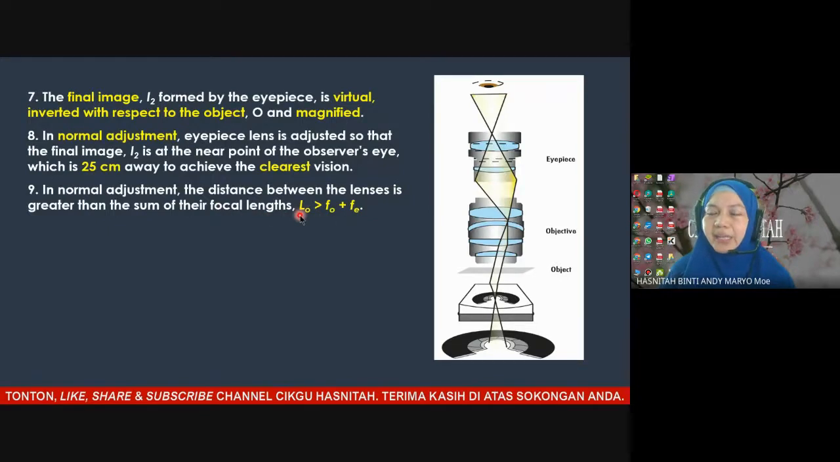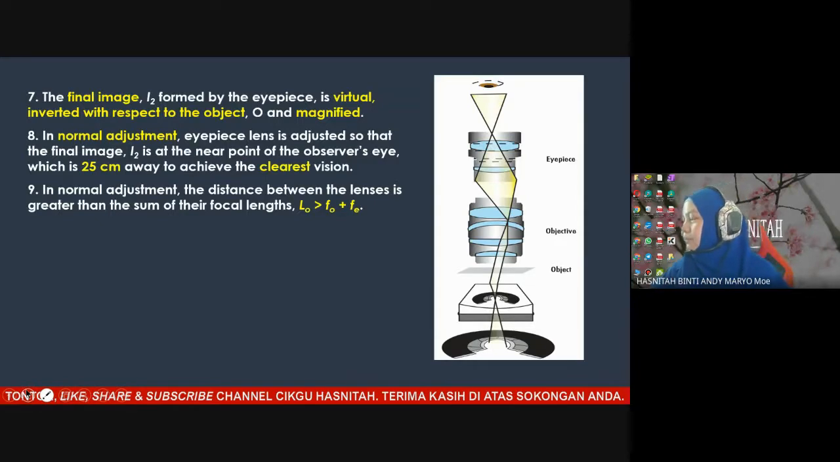Here, LO is the distance between the objective lens and the eyepiece. So the distance must be greater than the sum of the focal length of the objective lens plus the focal length of the eyepiece. This is another diagram showing the microscope. This is the eyes of the observer, this is the eyepiece up there, and this is the objective lens. This is the slide where we place our microorganism, for example. So are you clear on the microscope, students?